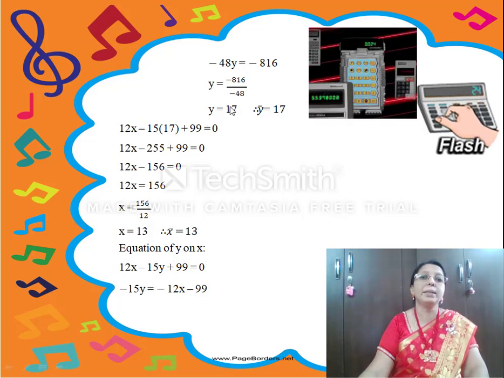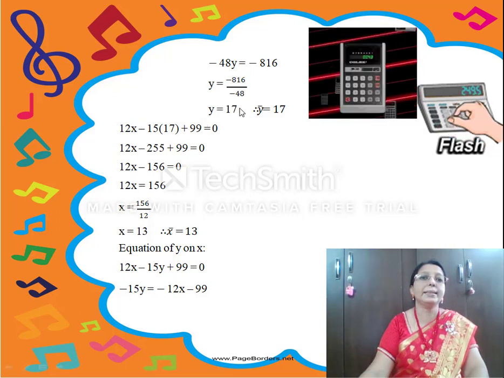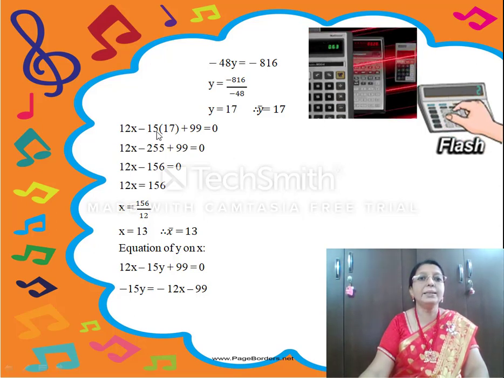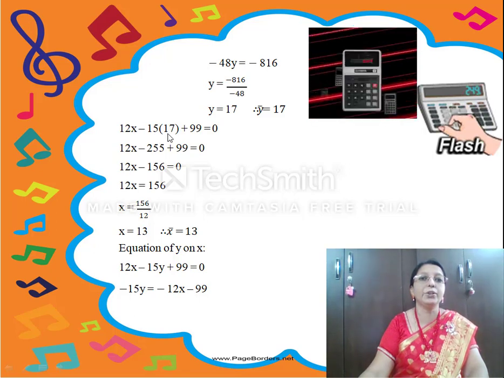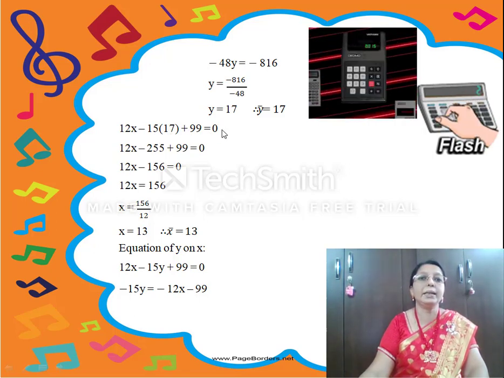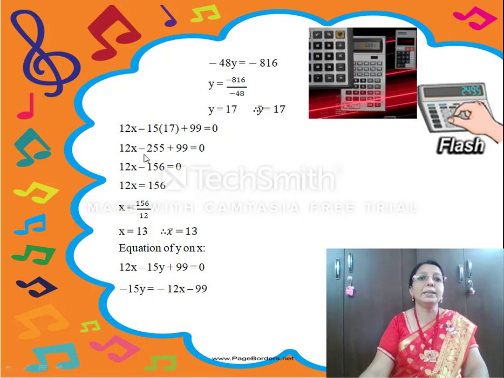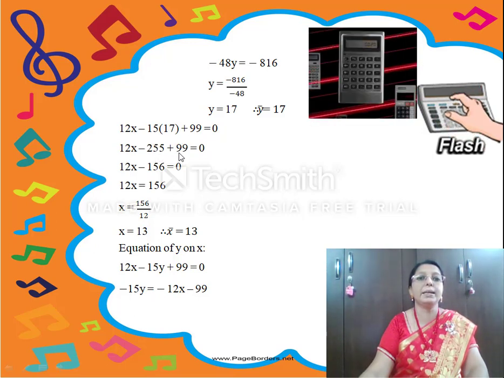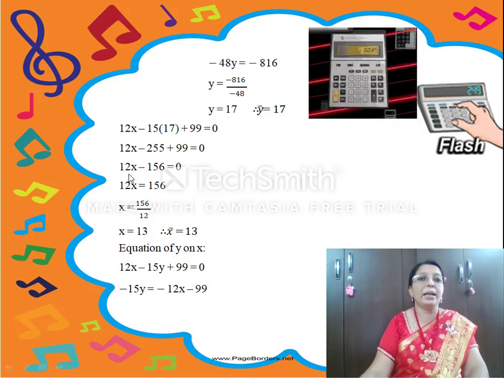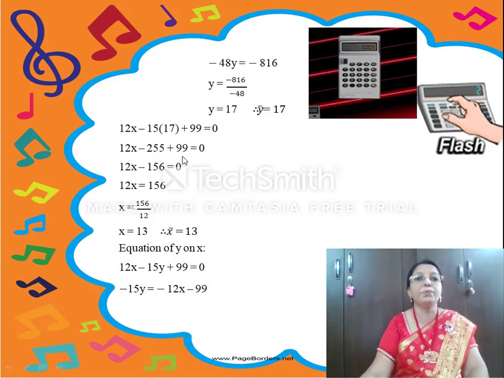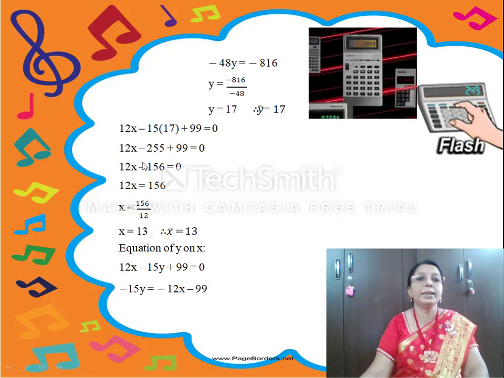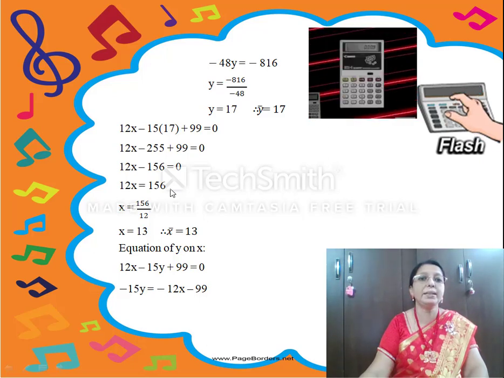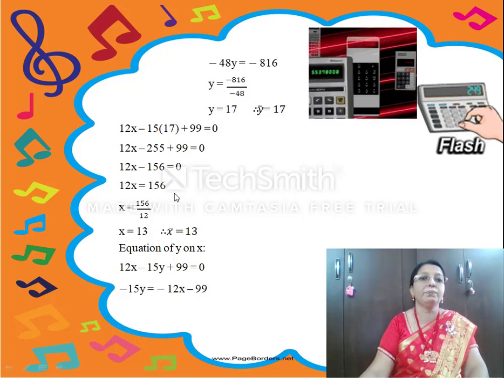Now I substitute the value of y as 17 in my equation. 12x minus 15y plus 99 equal to 0, so 15 into 17. 12x minus 15 into 17 is 255 plus 99 equal to 0. 12x minus 156 is equal to 0. Taking the 156 to the other side, it was minus here, it comes here, it becomes plus. So 12x is equal to 156.